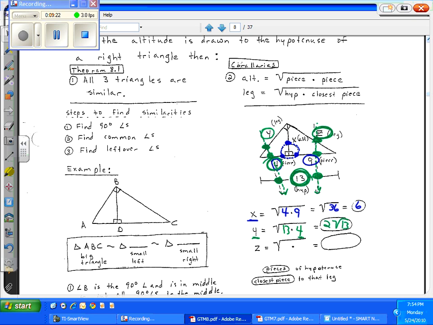This leg Z is a geometric mean between the hypotenuse 13 and the piece of the hypotenuse 9 closest to it. Square root 9 is 3, so out pops a 3, square root 13. Okay? Any questions on that?